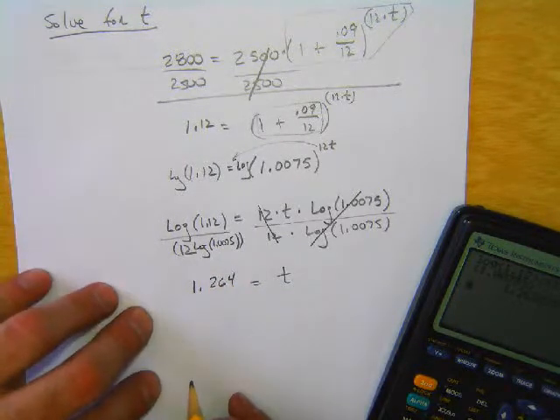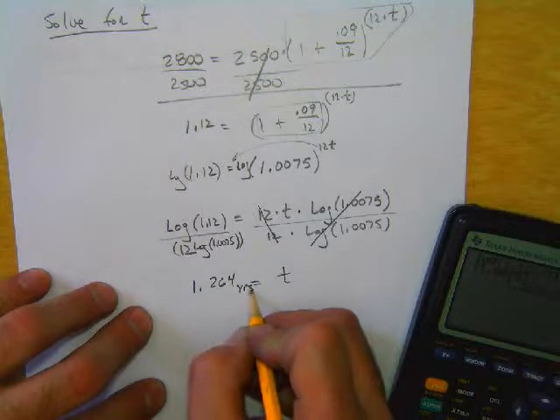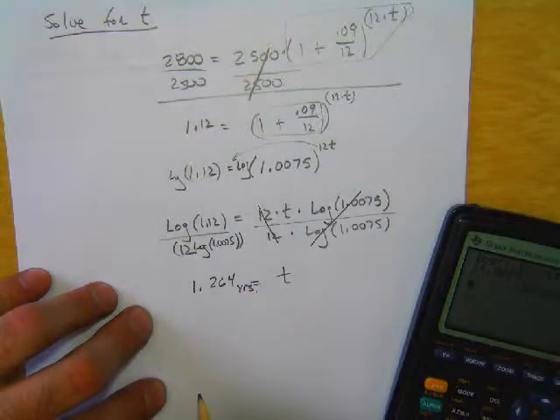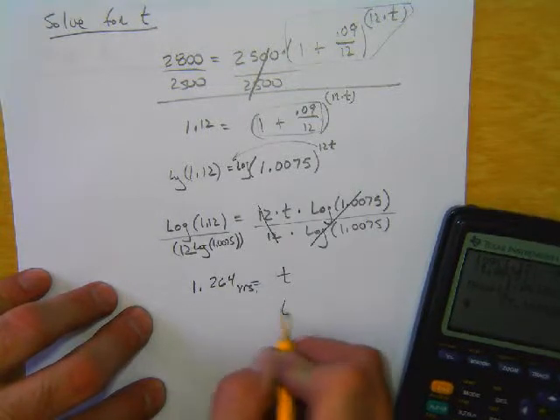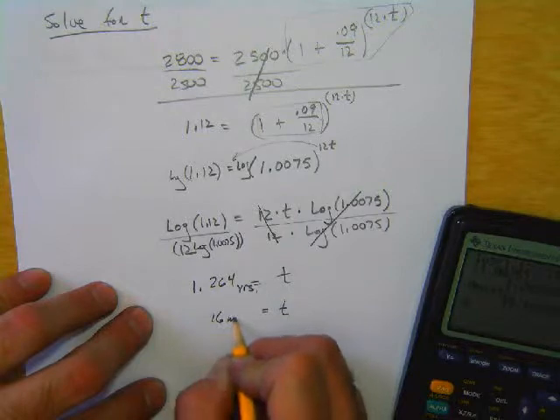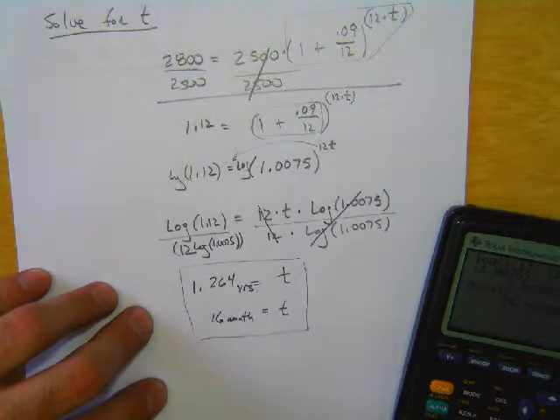Now that's the number of years. So I'm just curious, if we wanted to find out how many months that is, we could multiply that by 12, and we'd get just a little over 15 months. So we're going to call that 16 months. So either one of those answers is correct and a good answer.